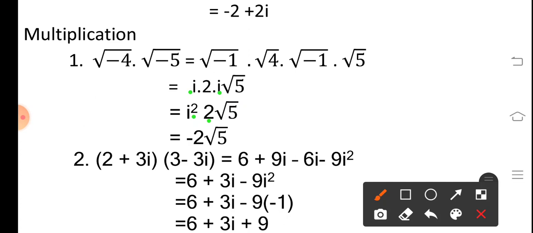But i squared is negative 1. So negative 1 times 2 is negative 2. Just copy the square root of 5. So the final answer is negative 2 square root of 5.